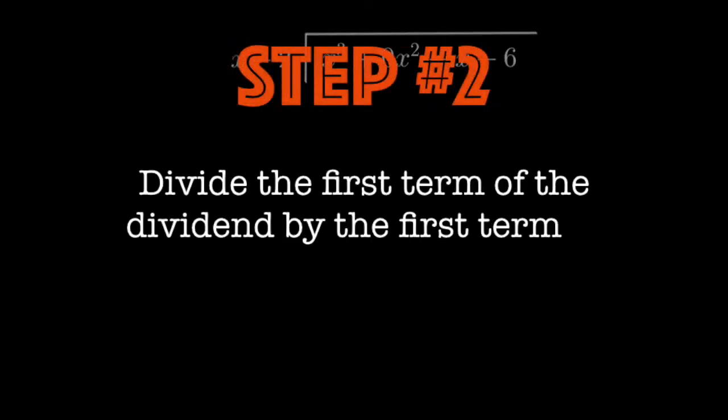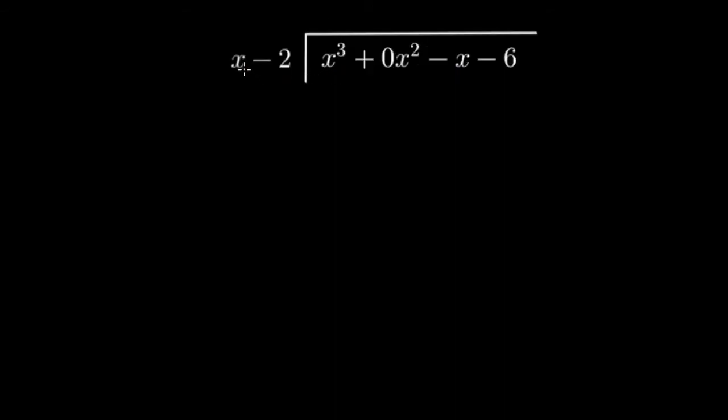Now we can move on to step 2, which is to divide the first term of the dividend, which is x cubed, by the first term of the divisor, which is x. And we're literally going to ignore every other term here. So x cubed divided by x is x squared, and we're going to write that up top.